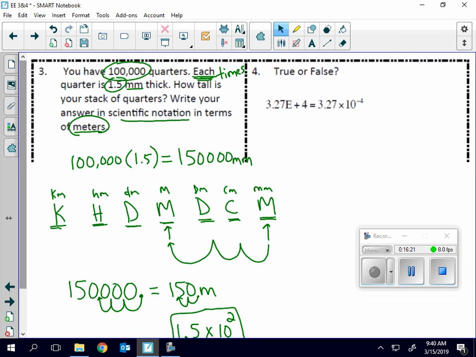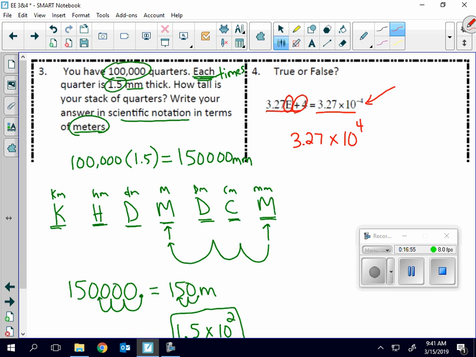Number 4, is this true or false? Does this equal this? Well, maybe some of you have seen this on your calculator, and that's where this comes from. This E just stands for scientific notation. So if there's an E there and there's a positive 4 after it, that means it's 3.27 times 10. That's what that E stands for, is the times 10. Times 10 to the, well, positive 4 power. Okay, is that the same as this? No, because that says a negative 4. And that is different than a positive 4. So the answer is false.